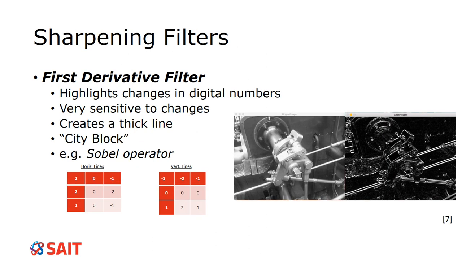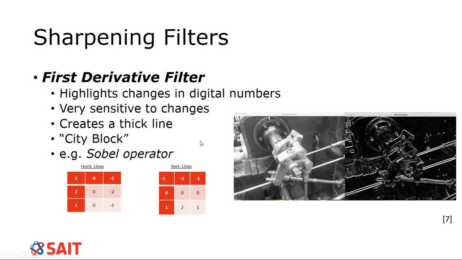So the next one is sharpening filters. This is where we're getting into a kind of blend between the frequency filters and the spatial filters. Sharpening filters are like an edge detection technique. There are two kinds of sharpening filters. The first one is a first derivative filter, and this one just highlights the changes in the digital numbers.